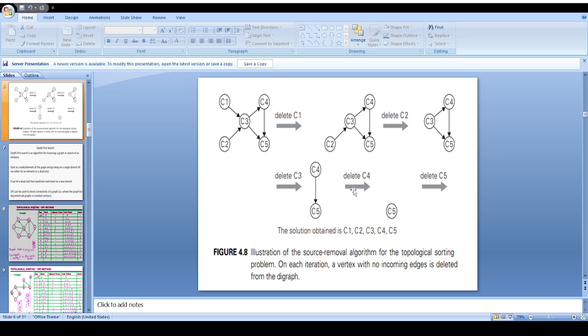After following that, we delete C4 and C5 like this. Lastly, the solution obtained is C1, C2, C3, C4, C5. So this is the topological ordering we have to maintain. Okay, thank you.